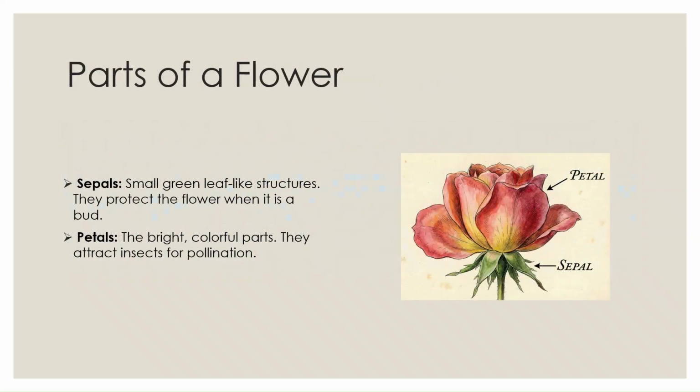Finally, let's look at the most beautiful part, the flower. The colorful parts are called petals. They attract bees and butterflies. The small green leaf-like parts at the bottom are called sepals. They protect the flower when it is just a bud.